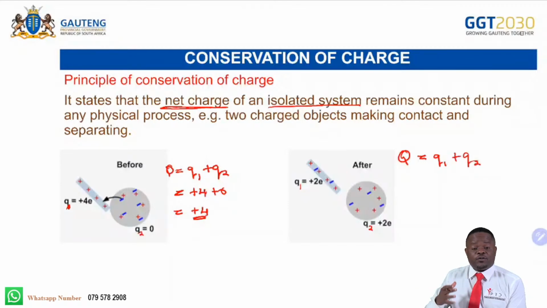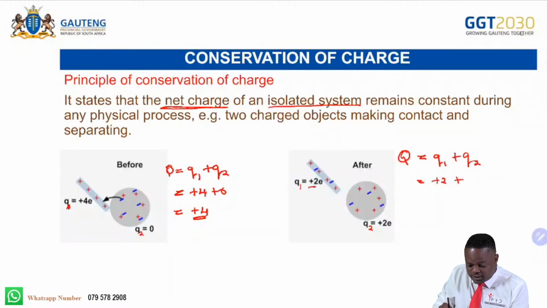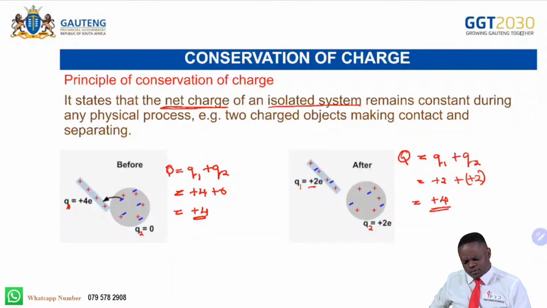It is still the sum of their charges after contact. So we're going to have our Q1 is +2, okay? And then our Q2 is also +2. So we're adding them together there, and we're still getting an overall charge of +4. So this is what we mean by the conservation of charge in an isolated system. So remember, when we're saying the net charge, it is just the sum of the charges on your bodies. I hope that makes sense.